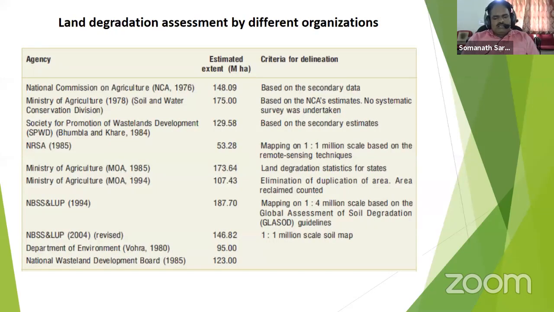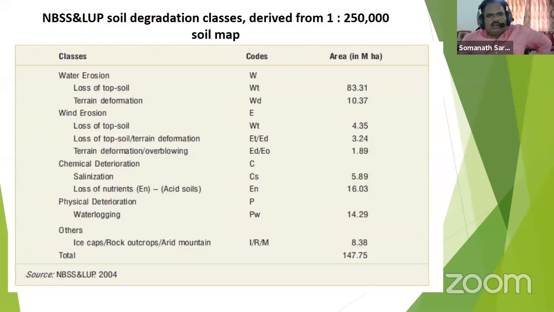Different agencies have estimated the amount of degraded land area in our country. Recently, the National Bureau of Soil Survey and Land Use Planning, which is situated in Nagpur, according to their revised data, reports that 146.82 million hectares of area is under such categories of degraded lands. Water eroded, which includes the loss of topsoil and terrain deformations; wind erosion; chemical deterioration such as saline, alkaline, and acidic soils; physical deterioration such as waterlogging conditions; and others such as ice caps, rocks, and arid mountains, etc.